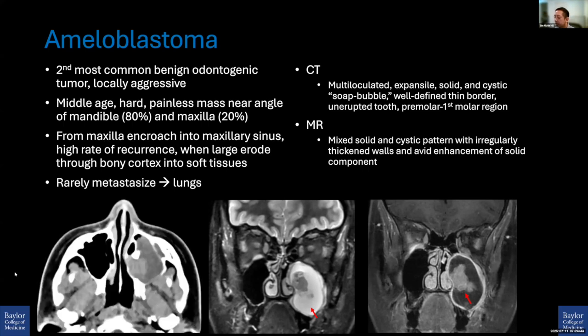And then on the axial CT, even though I think this image is without contrast, you can see that it looks like there's a solid cystic appearance. And then we get the MRI, and that confirms it. On MRI, it can have a mixed solid and cystic pattern with irregularly thickened walls and avid enhancement of the solid component. So here's the solid and surrounding cystic component and avid enhancement.